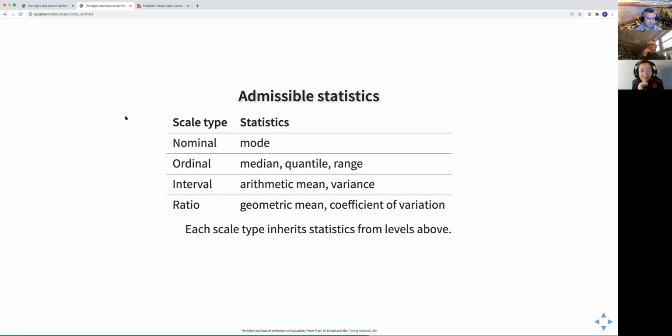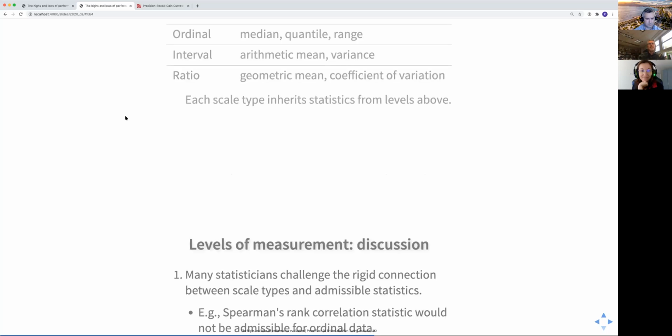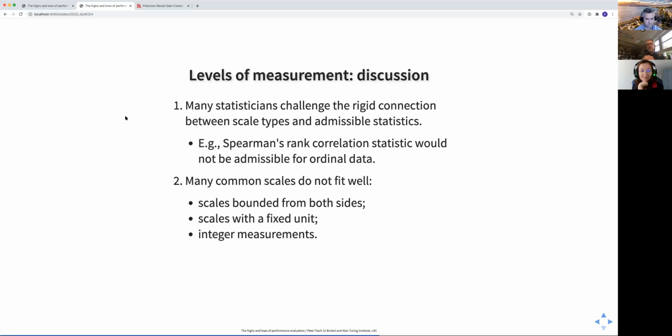Many statisticians think that this is too restricted because it's not written in the stars whether I can apply an arithmetic mean or a geometric mean. It's a much more pragmatic thing, right? And for example, according to this story, you can't really do Spearman's rank correlation statistic, because what Spearman does is just take the ranks and then plug those into a Pearson correlation, right? So Spearman really says that differences in ranks are meaningful. So strictly speaking, you couldn't do that for ordinal data.